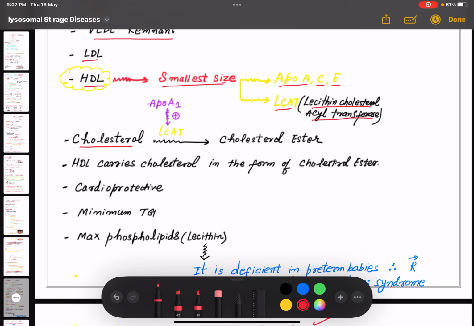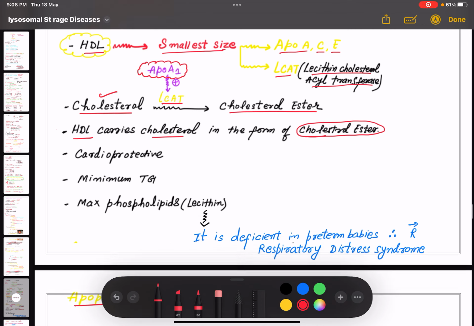Once the HDL is taking the cholesterol, it contains the enzyme LCAT, and this enzyme will act on the cholesterol and convert it into cholesterol ester. Therefore, HDL carries cholesterol in the form of cholesterol ester. This will be the cholesterol ester present in the HDL. Also remember, a protein known as ApoA1 activates this LCAT.